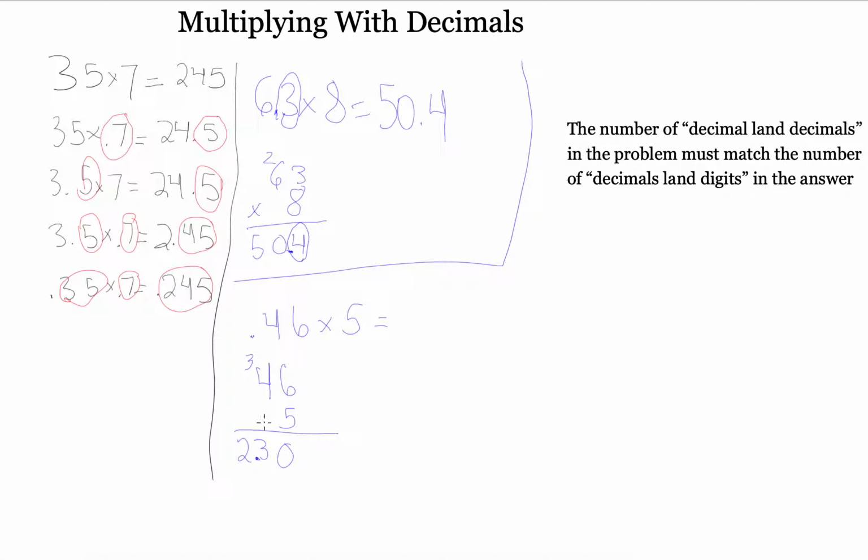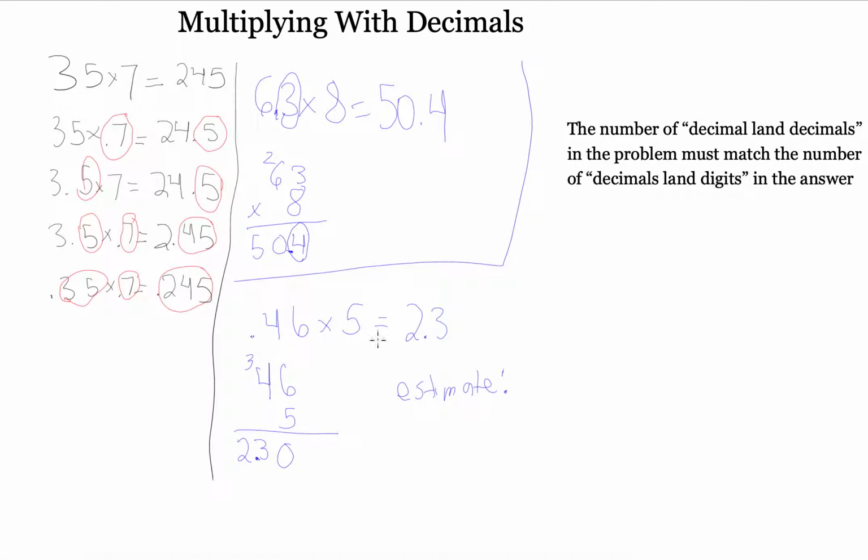Okay, so even though this 0 is a placeholder, you still count that as being in decimal land, and I'll show us why in a minute. But our answer to this question is 2.30 or just 2.3. So if we're confused here, do I keep the 0? Do I get rid of the 0? A great way to check your work is by estimating. So estimating is a great way to see if you did the decimal land digits correctly.